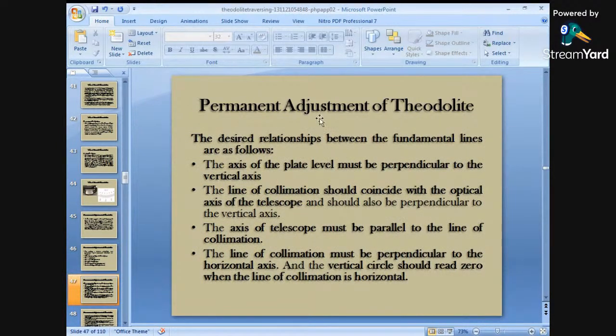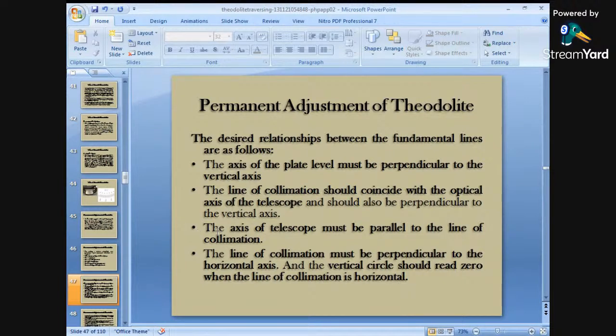Now, what are the desired relationships between them? The first relation is that the plate level axis must be perpendicular to the vertical axis. The second one is that the line of collimation should coincide with the optical axis of the telescope, and it should also be perpendicular to the vertical axis. Next, the axis of the telescope must be parallel to the line of collimation.